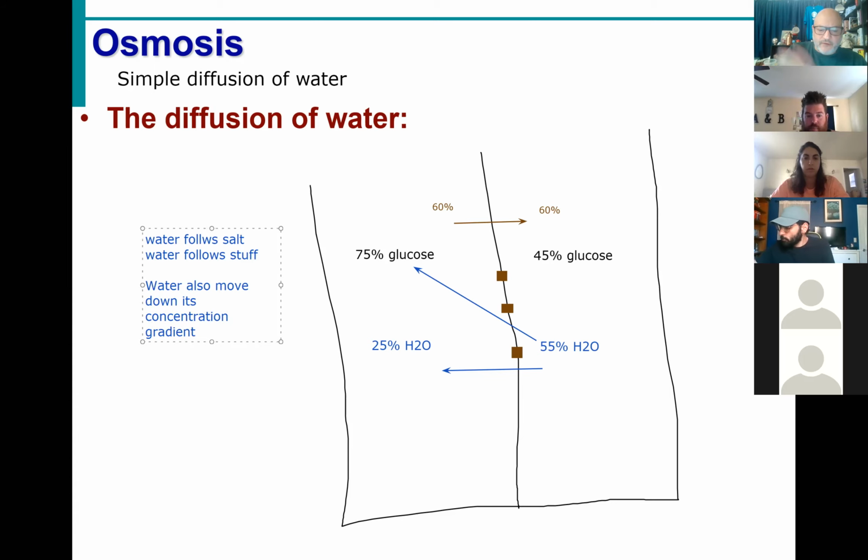And it will move from high to low. And it'll continue to move high to low till it reaches equilibrium. And what would the equilibrium point be in this particular beaker? 40-40. Yeah, it's going to be 40-40, exactly. So it would be at this point 40% water on this side and 40% on this side.